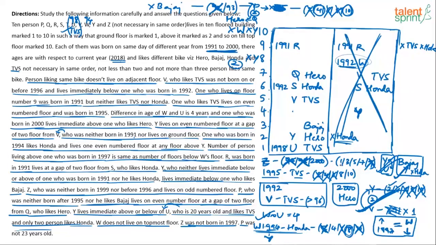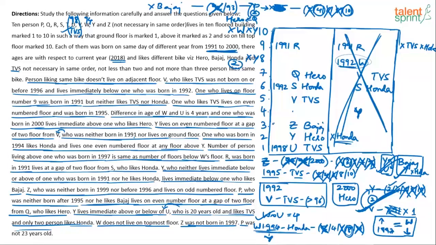And what are the floor numbers for Z? 1, 3, 5, 7, 9. But 1 is already blocked by U. 5 is blocked by V. 7th is blocked by Q. So out of the possible floor numbers for Z, 1, 5, 7 and 9 are ruled out. So Z should belong to which floor? 3rd floor. Z belongs to 3rd floor.